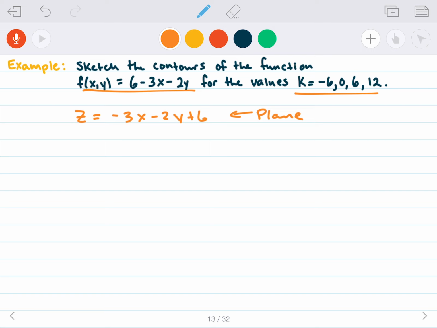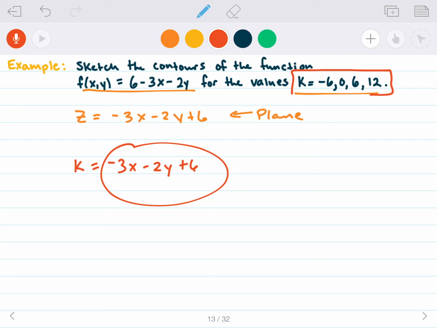So let's go ahead and look at the contours of this plane. What do you think they're going to look like? What do you think the cross sections are going to look like? Well, it's telling us exactly what k needs to be with our contour lines. But the first thing I'm going to do is sub in k for z. And I get negative 3x minus 2y plus 6. And I'm recognizing this as a linear function. I know that linear functions have the form y equals mx plus b.